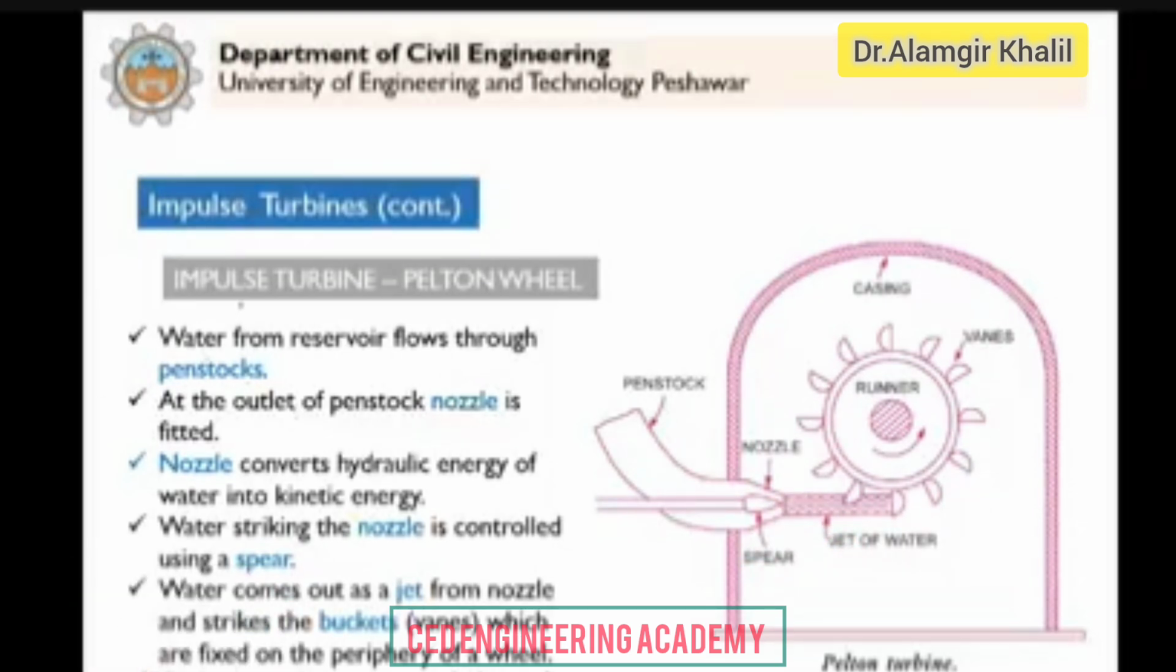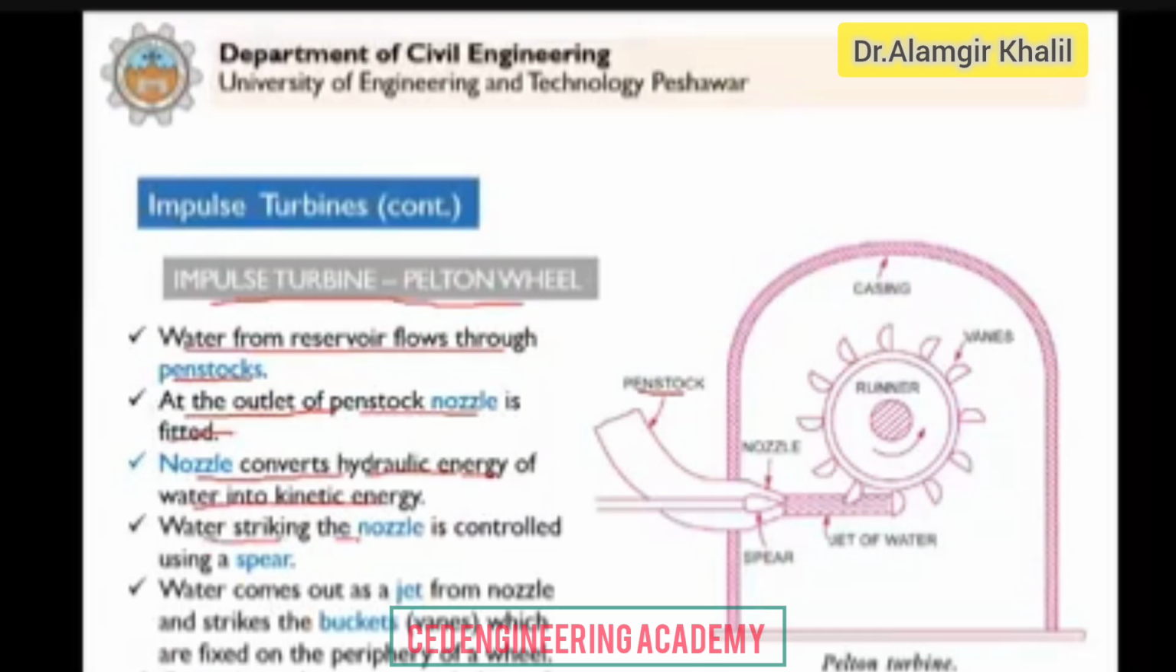So I already explained the working of impulse turbine, Pelton wheel. Water from a reservoir flows through penstocks. The water will come through these penstocks. At the outlet of penstock, a nozzle is fitted. Remember, nozzle is an integral part of impulse turbine. You will see nozzle in all the impulse turbines. Nozzle converts hydraulic energy, that is the pressure energy of water, into kinetic energy.